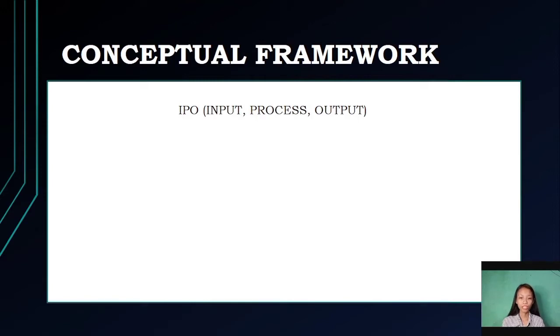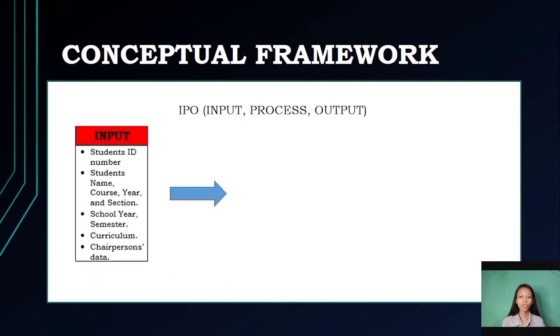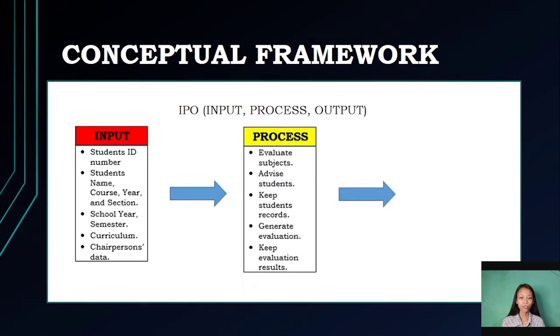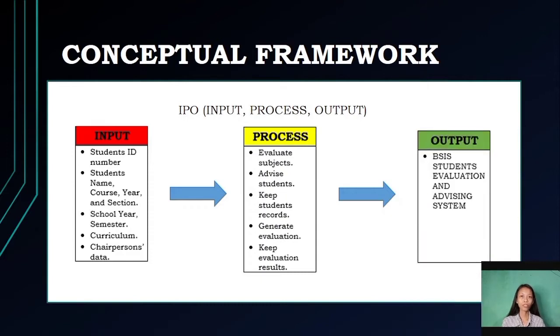So in our input, we have the following: students' ID number, students' name, course, year and section, school year, the semester, the curriculum, and the chairperson's statement. In our process, we will evaluate the subjects, advise students, give students records, generate the evaluation, and give the evaluation results. And the output of our framework will be the BSIS Students Evaluation and Advising System.